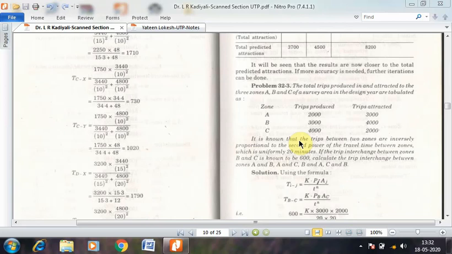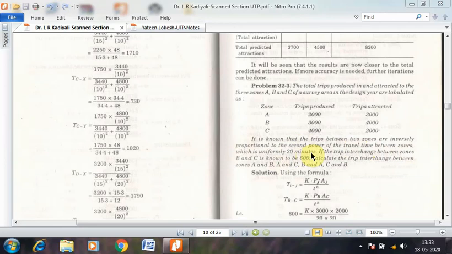It is known that the trips between two zones are inversely proportional to the second power of the travel time. Again, here in this problem the spatial separation is with respect to time. So d_ij raised to n here is the time, and n here is 2, because they have told that it's the second power of the travel time between the zones. And uniformly it is being told that no matter from A, B or C, the travel time to the attraction is going to be 20 minutes constant throughout.